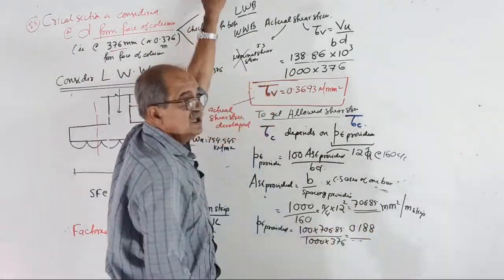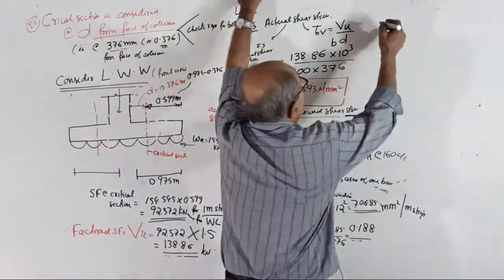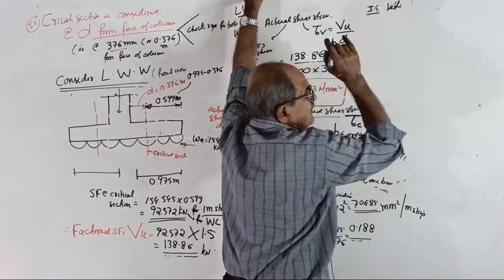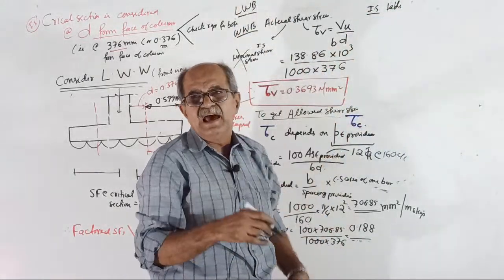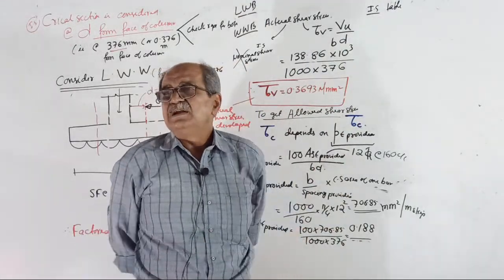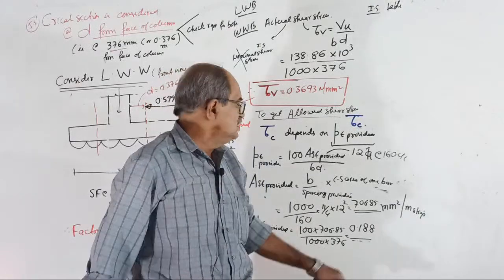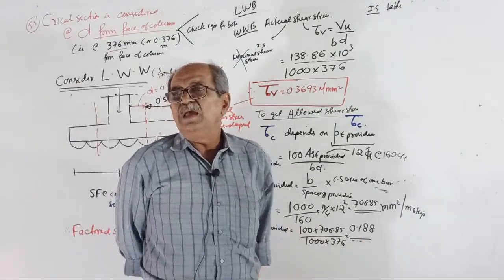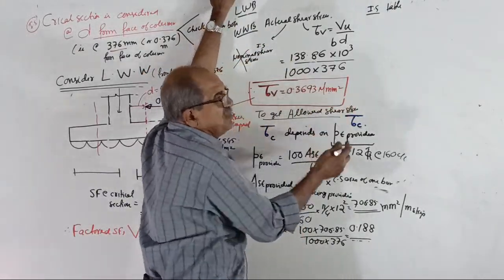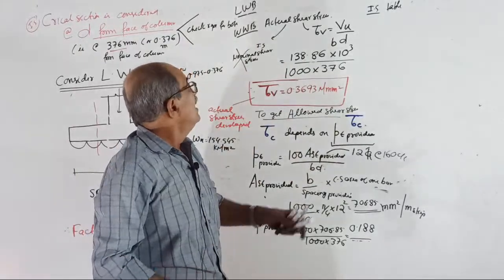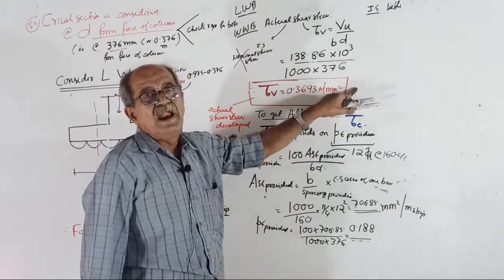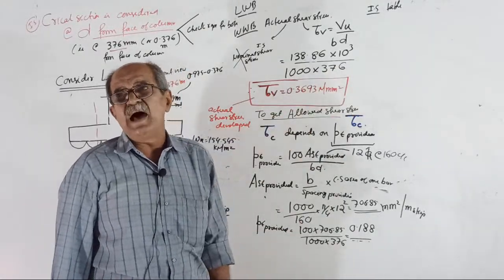Now do one thing. Refer to the IS code. Table number, I think table number 19, correct? I don't remember. I think tau C is 19, tau C max is 20. Tau C max is not required. Tau V should not exceed tau C maximum. Leave it, it will never happen. See, for your tau V you should write a note here.